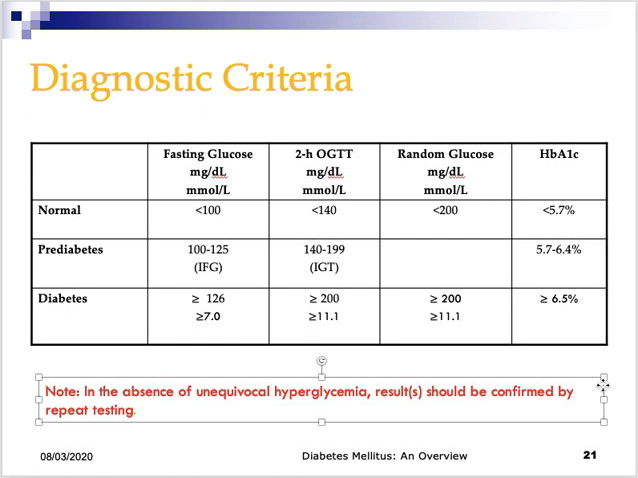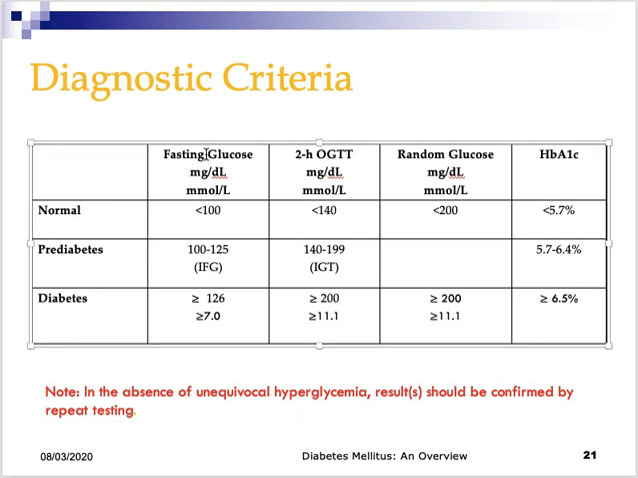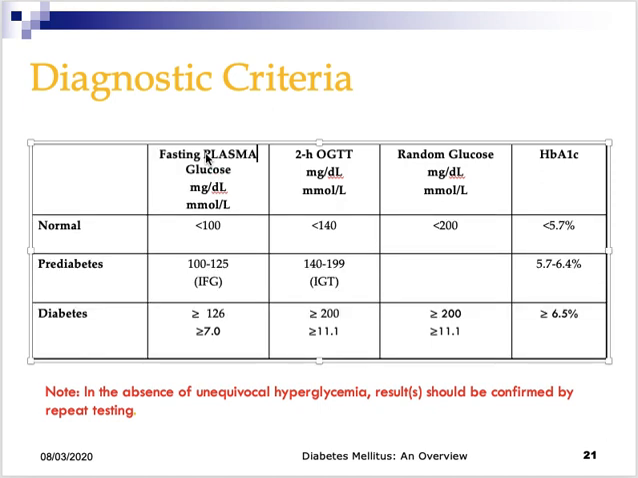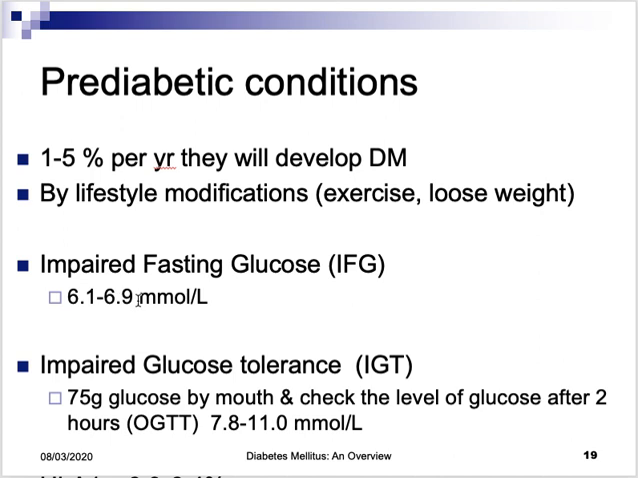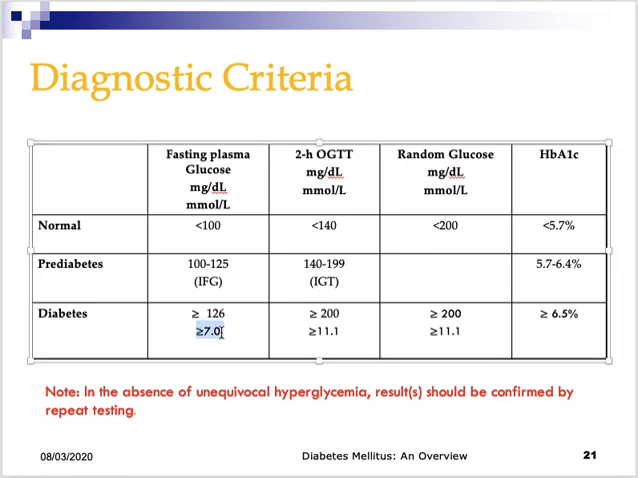What is the diagnostic criteria? Of course, this is defined by many health organizations. You can convert 100 milligram per deciliter to millimole per liter and you will get the same values I was talking about before. So for the fasting plasma glucose level, FPG, you can see over here 6.9 is impaired fasting glucose. Anyone whose level is more than 7, diabetes.